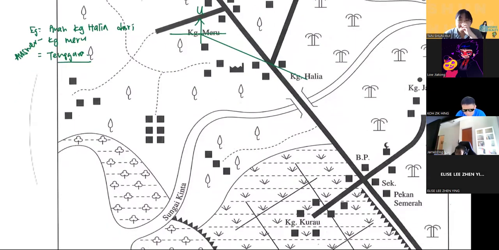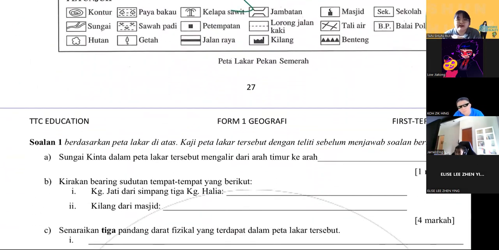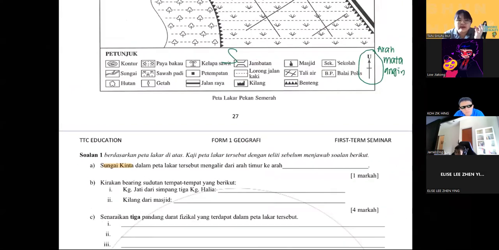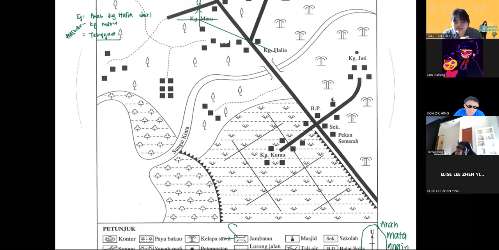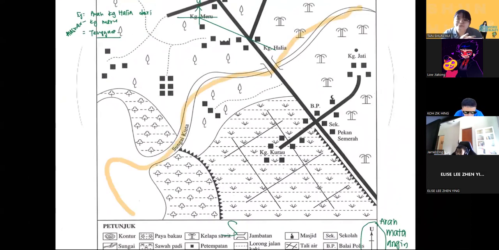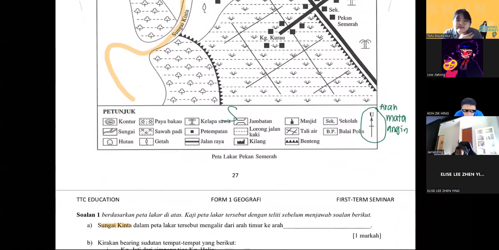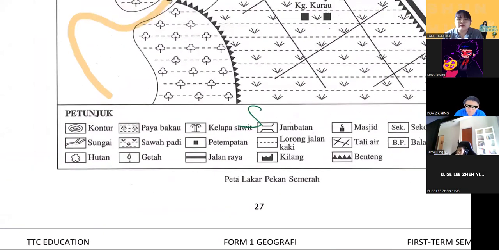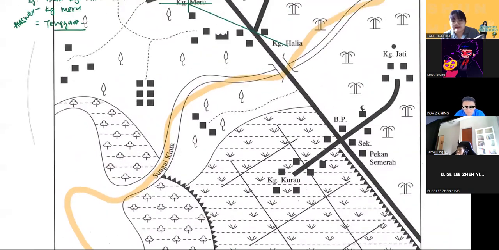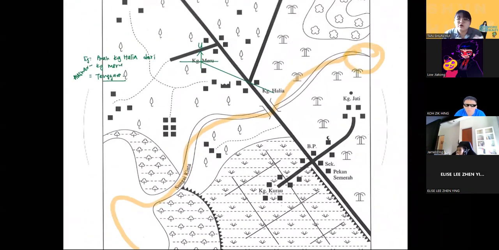Gonna move on. So let's try the question from just now. They say Sungai Kinta. If the exam really comes up with this type of question, how are you going to answer? Let's look, where is Sungai Kinta? Actually there are 101 inside. So this is your Sungai Kinta. And they say it flows from the east, from timur to which direction? So the river begins from the timur, which is here. Which direction does it flow? Of course, it flows in here.